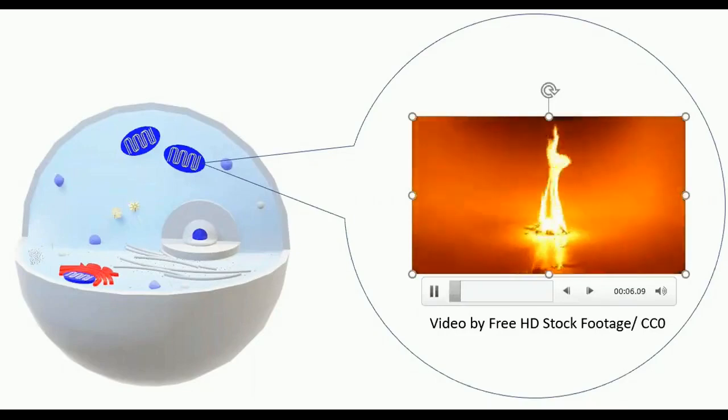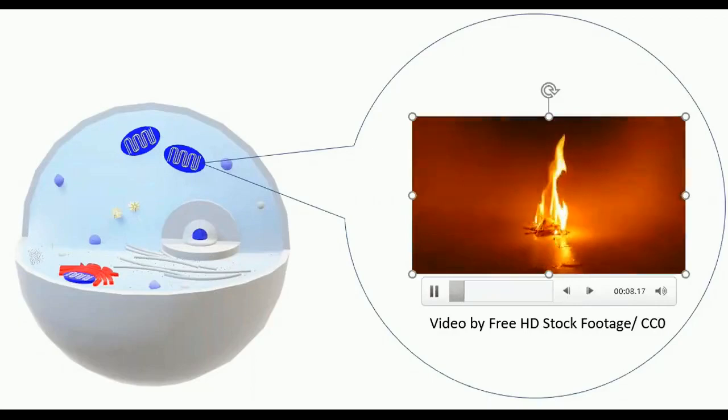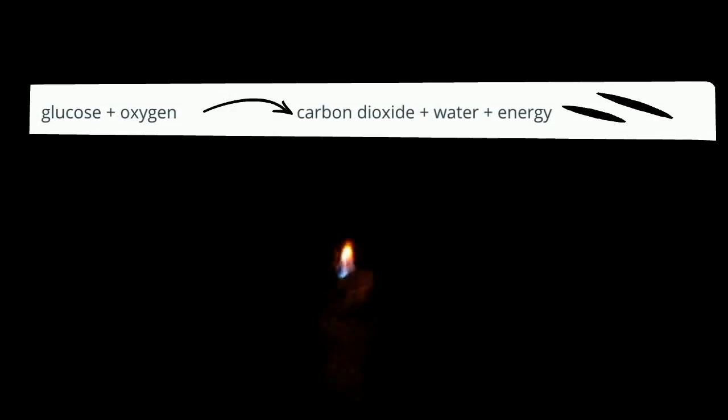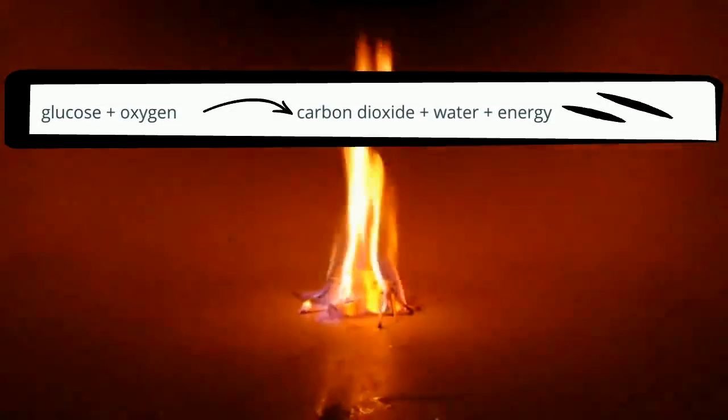Some of the energy released from the reaction is stored as ATP. This is an energy currency found in the body, and the remaining energy is used to keep the body warm. Respiration can be represented using the following word equation.